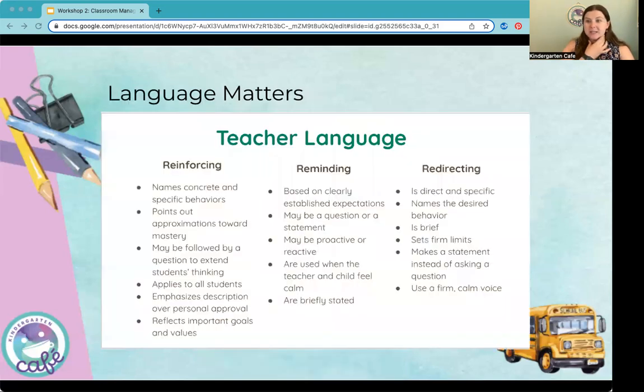So we're going to get into more preventative, proactive measures that focus all on teacher language. Because again, the only behavior you can control is yourself. And one of the big things you can control is your language. So it's one of the most important behavior management tools that we have in our toolbox.